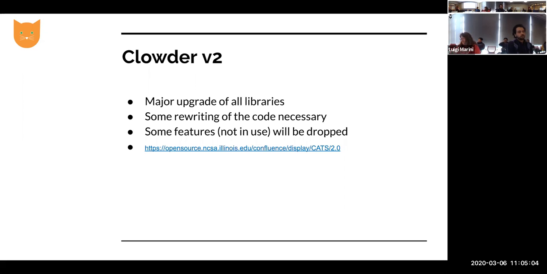We've also been hard at work on a version 2 of Clowder. This is primarily work that Todd and Max have been working on. Basically, it is a major upgrade of all the underlying libraries in Clowder. That means that we're not changing how the system really works overall, but we will have to drop some features, and ideally we're keeping to the ones that are not currently being used, and we might have to write some code under the hood.